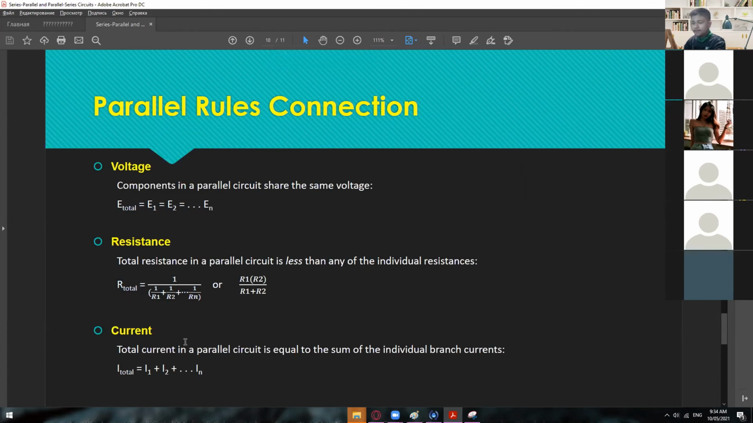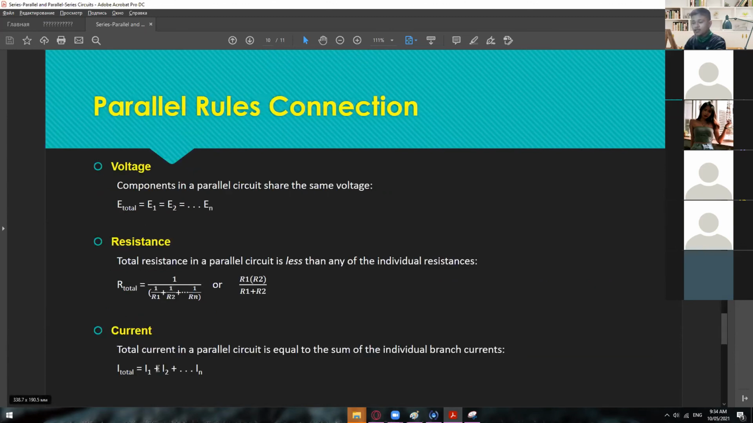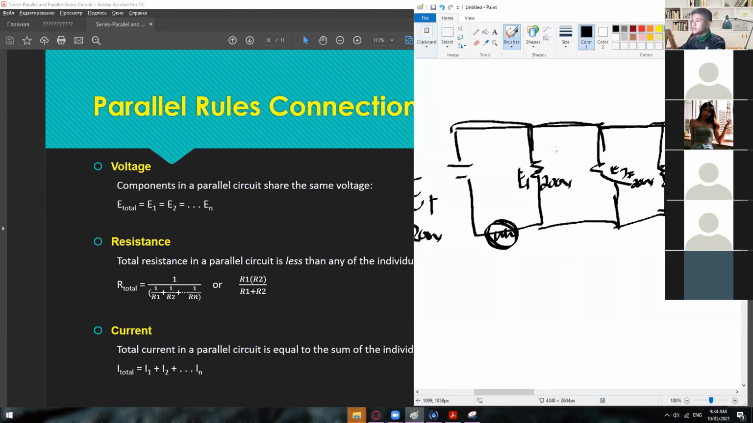Okay? And then for the current, ito na yung kailangan nyo namang i-add. Actually, parang ito yung kabaliktaran mismo nito. Okay? Resistance and then yung current. So dito kailangan nyo siyang i-add. Kasi kung ano yung current na dumadaloy dito, this is considered as I1, and then this is considered as I2.